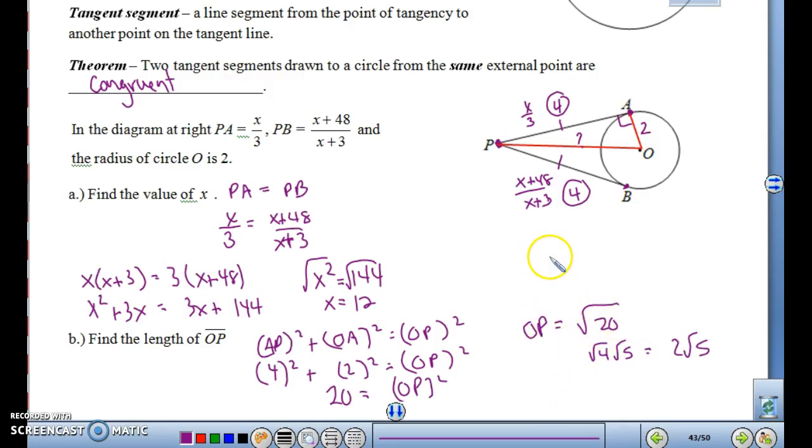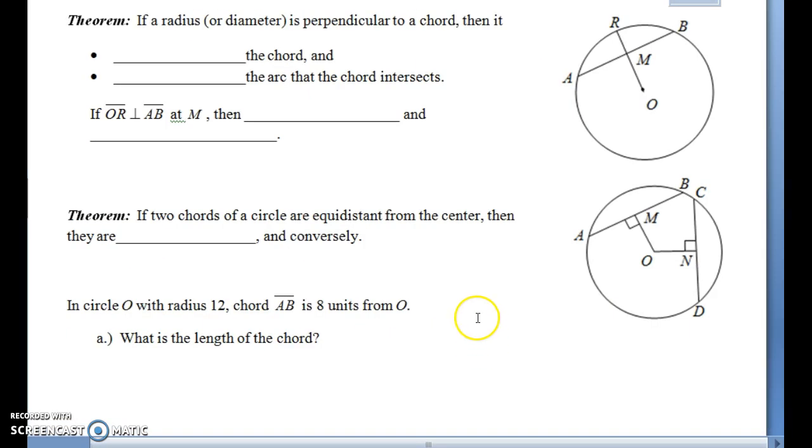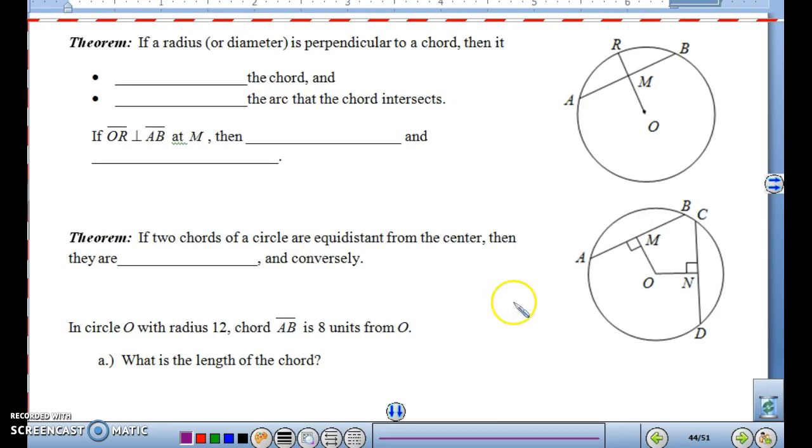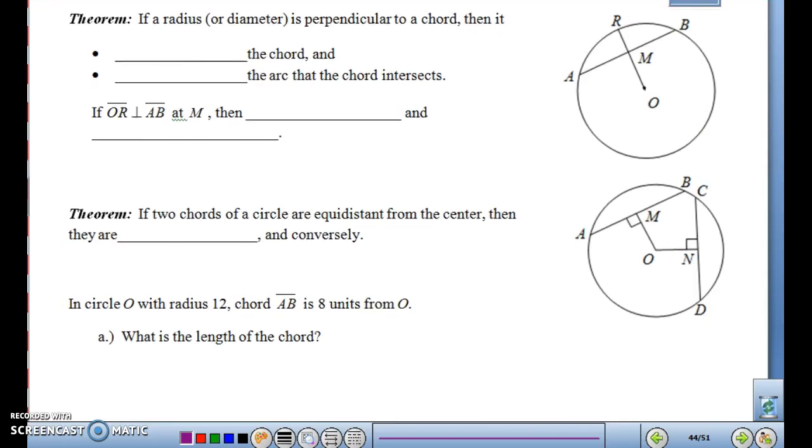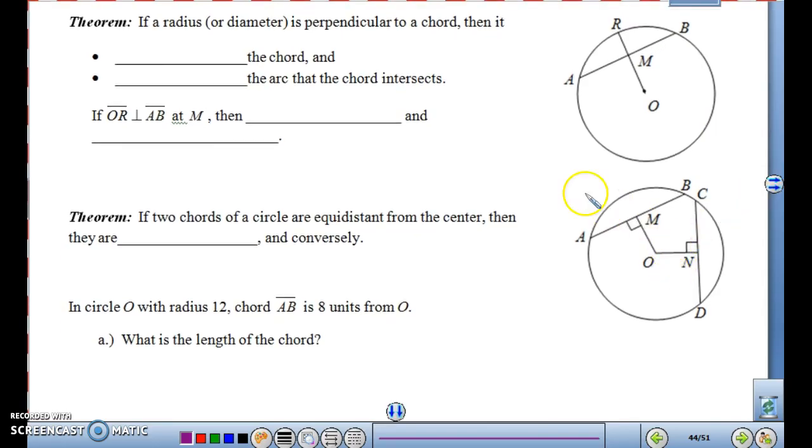So when you have a tangent drawn to a radius, it's perpendicular, and any tangents drawn from the same external point are congruent. So those are our theorems about tangent lines. Now let's look at some theorems about chords. Remember, a chord is a segment that is drawn where both endpoints are on the circle. So if a radius or diameter is perpendicular to a chord, then something happens. So OR is my radius, and AB is my chord.